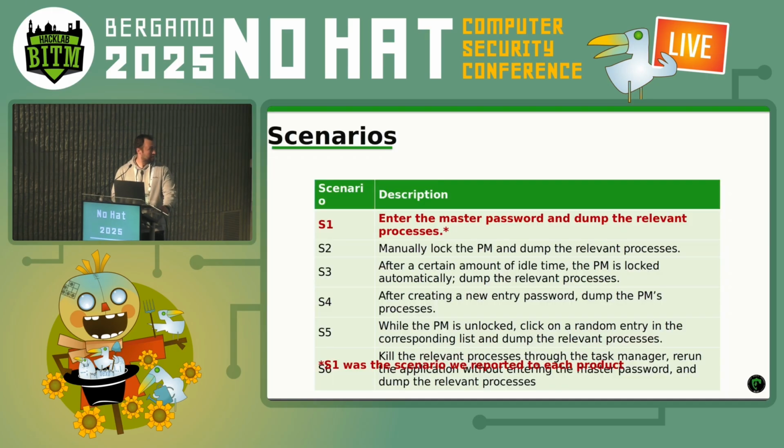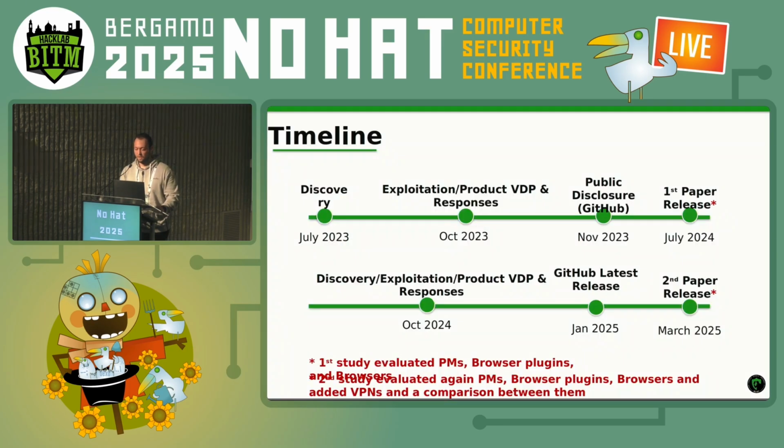Here, okay, it's a bit of a mistake, but here we can see the different scenarios to evaluate how we can understand each process. As we discussed earlier, the first one and the last one are the most interesting ones. We tested other cases, like manually locking the password manager, then unlocking and dumping the relevant process. But we simply used the first and the last scenario to report to the vendors because we believe they are the most crucial.